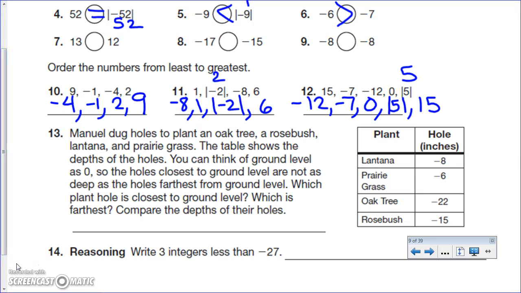Manuel dug holes to plant an oak tree, a rose bush, lantana, and prairie grass. The table shows the depth of the holes. You can think of ground level as 0, so the holes closest to ground level are not as deep as the holes farthest from ground level. Which plant hole is closest to ground level? In this case, we know it's the prairie grass. We're going to answer the first question.